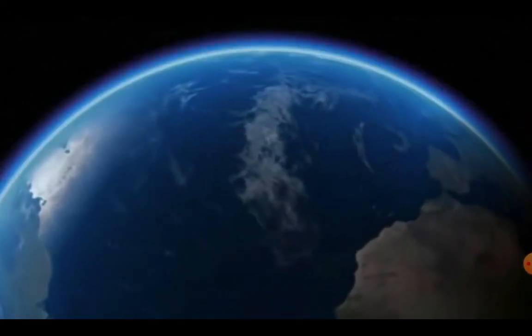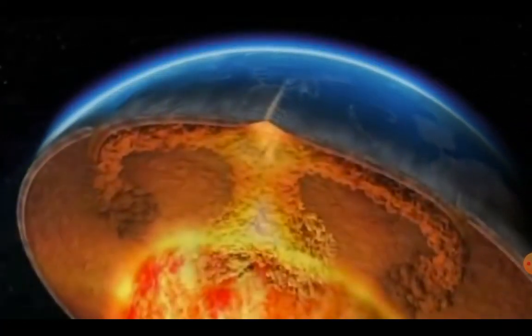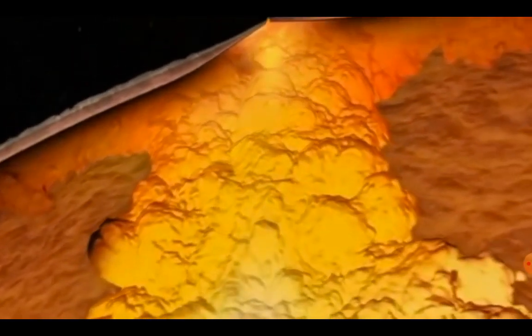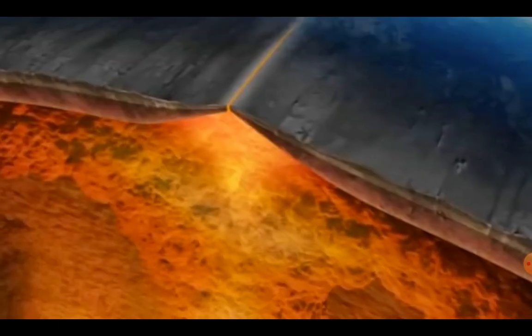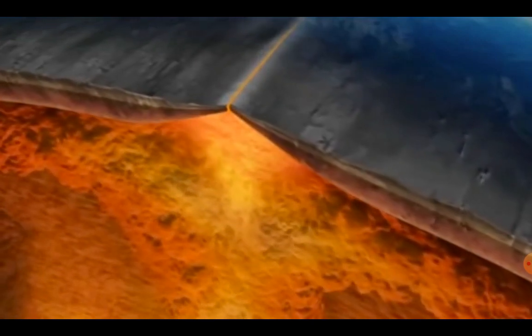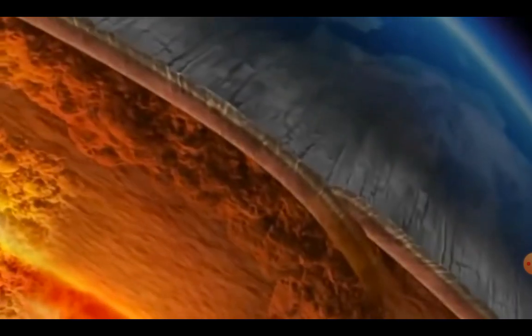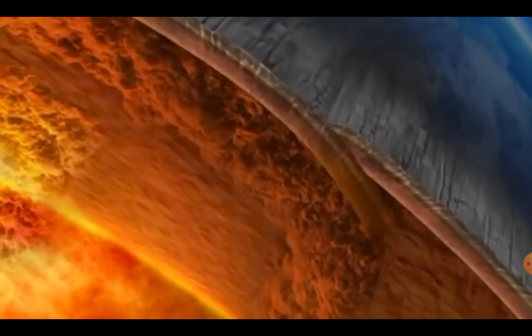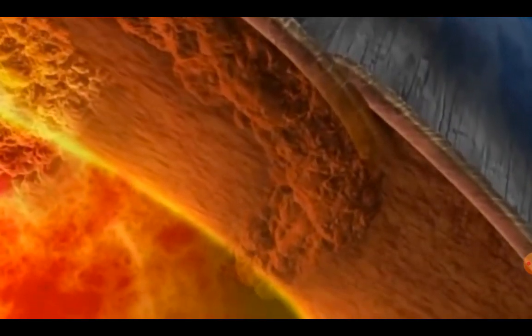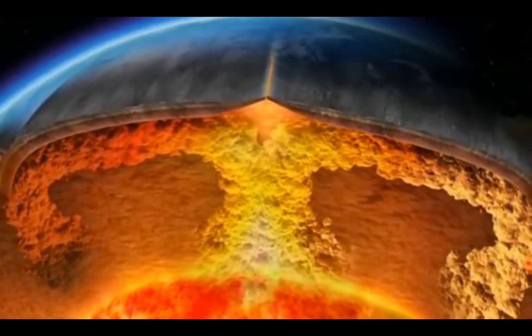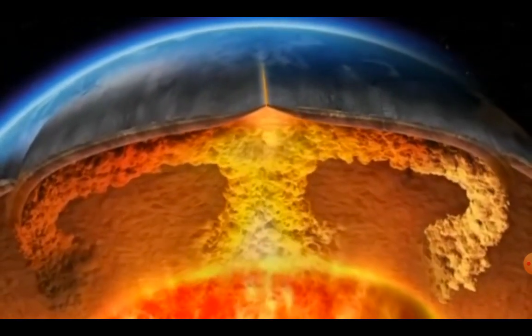Now, another kind of sciencey example of how heat transfer works is in plate tectonics, or in other words, things that cause earthquakes. So there's magma in the core of the Earth, the middle of the Earth. And it heats up and expands and rises to the top of the mantle, which is the outer layer of the inner layer, basically, of the Earth.